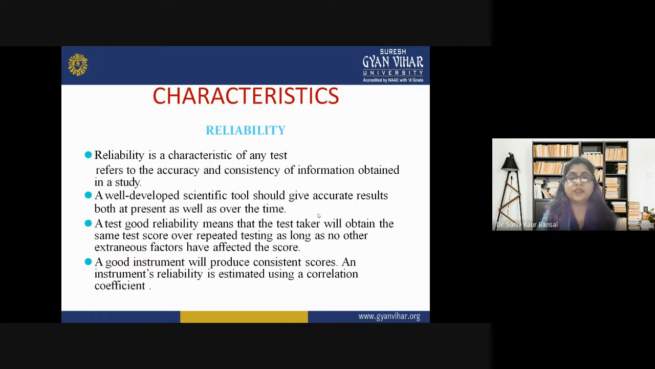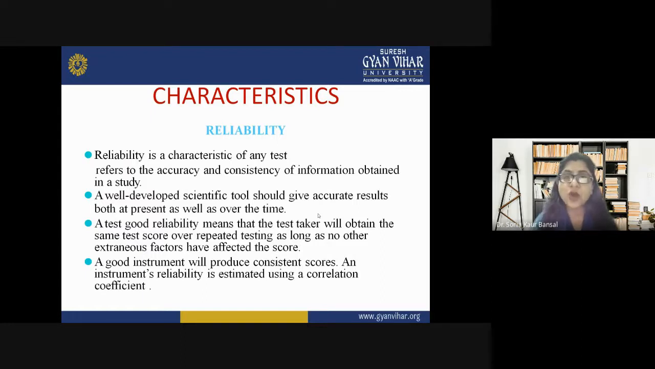Then next, a test with good reliability means that the test taker will obtain the same test score over repeated testing. However many times you repeat it, it will give you the same results. So no extraneous factors have affected the scores. Now, extraneous factors may be the environment, the time, the mood, or the instruction pattern. There can be many extraneous factors which may affect the reliability of the test.